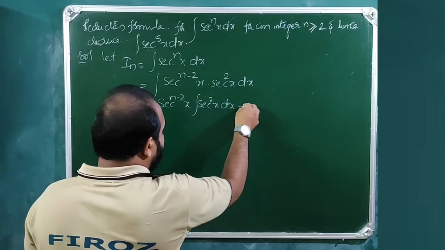So In, this minus of n minus 2 In, let us take this to the RHS. This is plus n minus 2 In, equal to secant power n minus 2x into tan x plus n minus 2 I n minus 2. So let us take In as common. So this is 1 plus n minus 2.